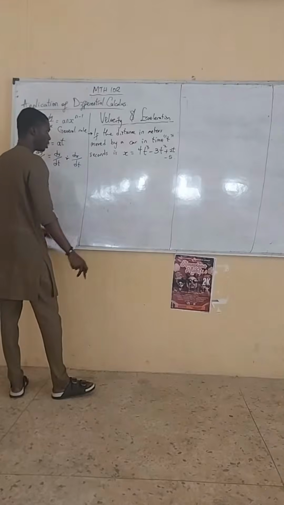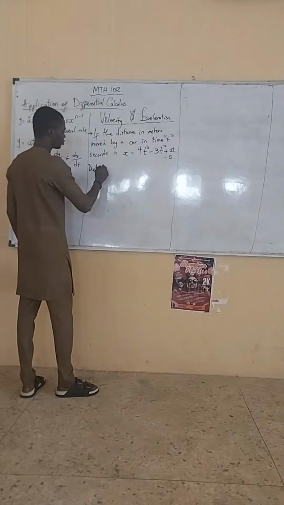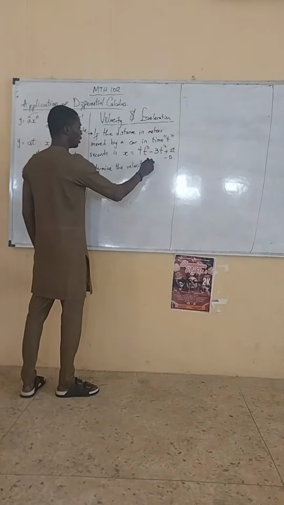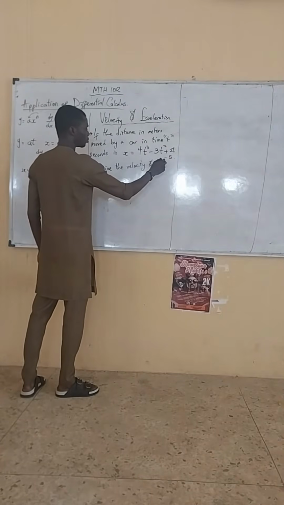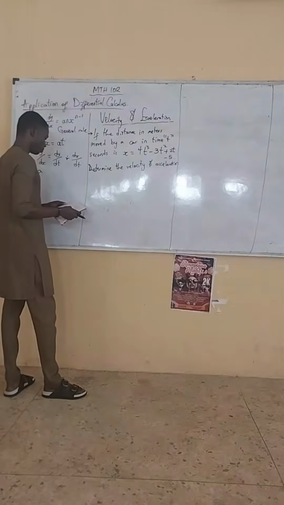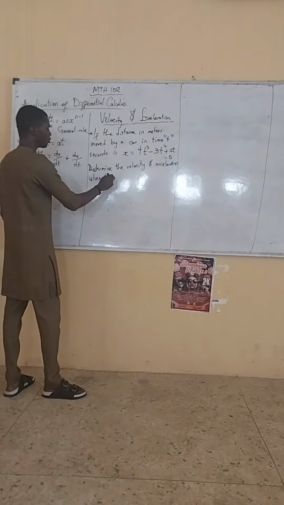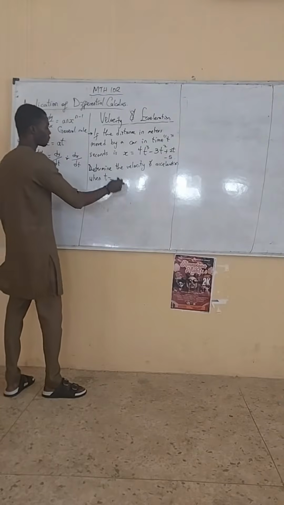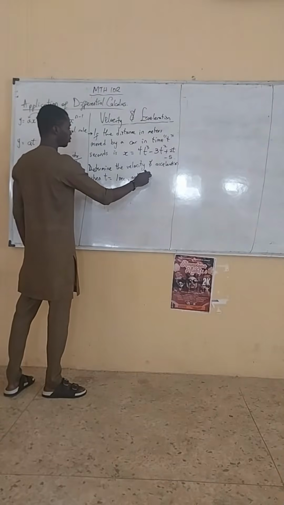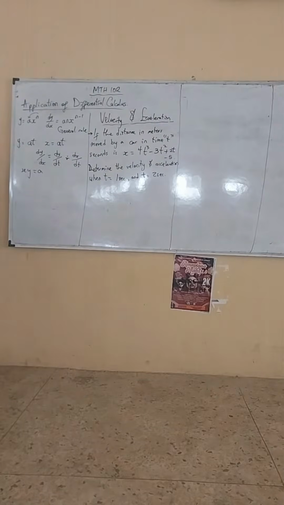So if that is the distance moved in meters, we have to determine the velocity and acceleration when t equals 1 second and t equals 2 seconds. So let's use that then.